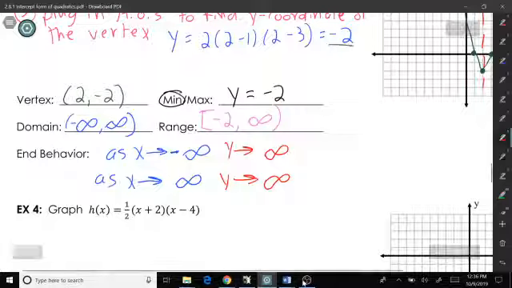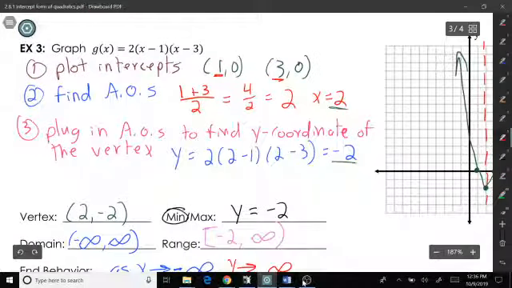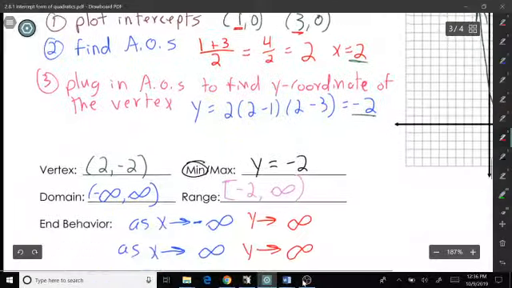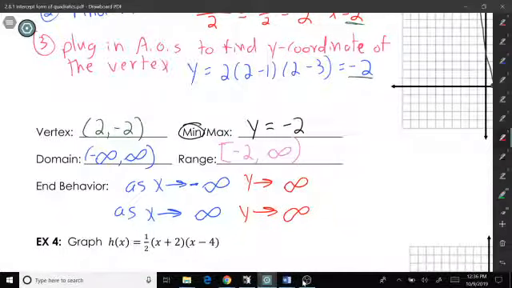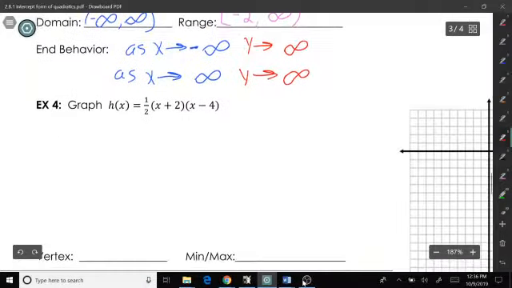So this stuff, domain, range, and end behavior, that's still things that you are used to. The new stuff is up here. You know, getting our graph. Once we have the graph drawn, I know you guys are great at getting the rest done. So that's the new stuff. So let's do another one.